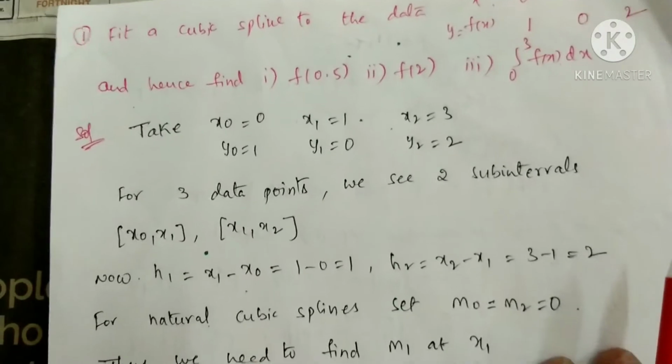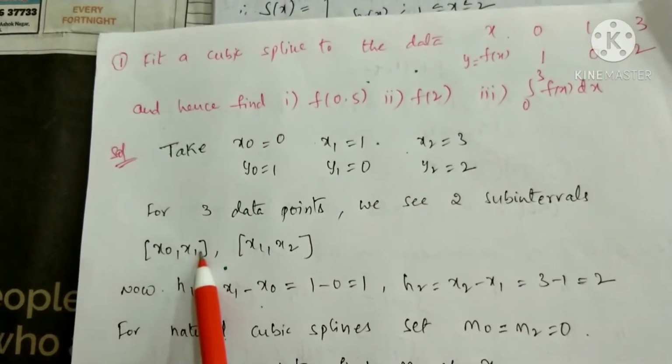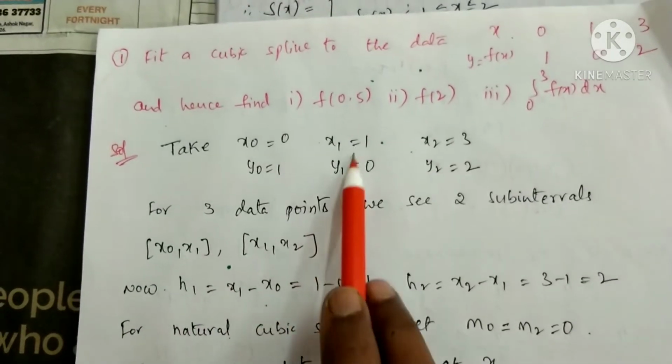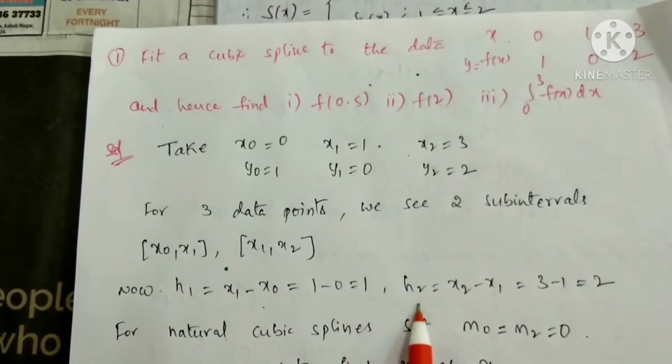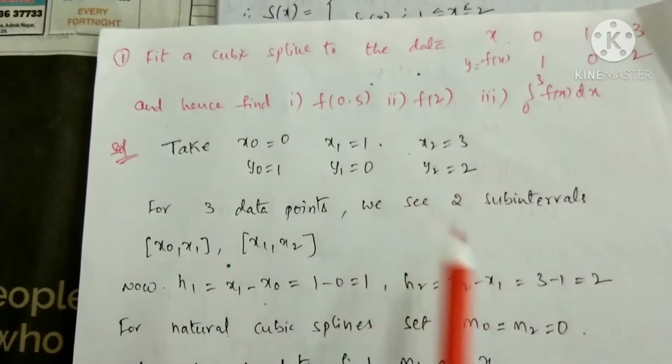Now let us find the length of each subinterval. h1, which is the length of the first subinterval, is x1 minus x0. So it is 1 minus 0, nothing but 1. And h2 is the length of the second subinterval, x2 minus x1, 3 minus 1, which is 2.